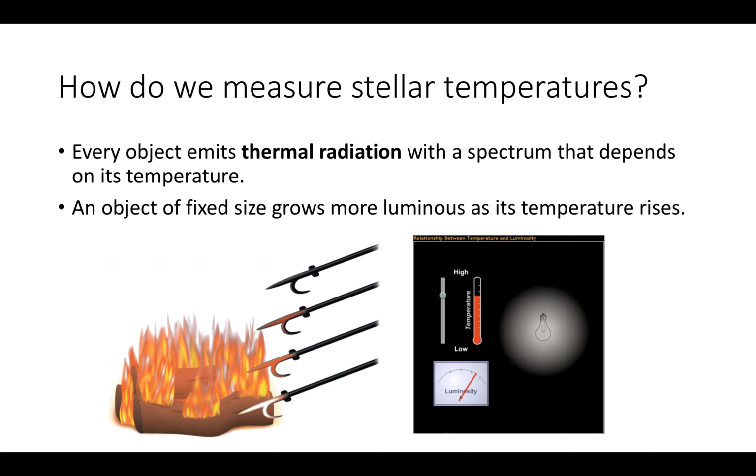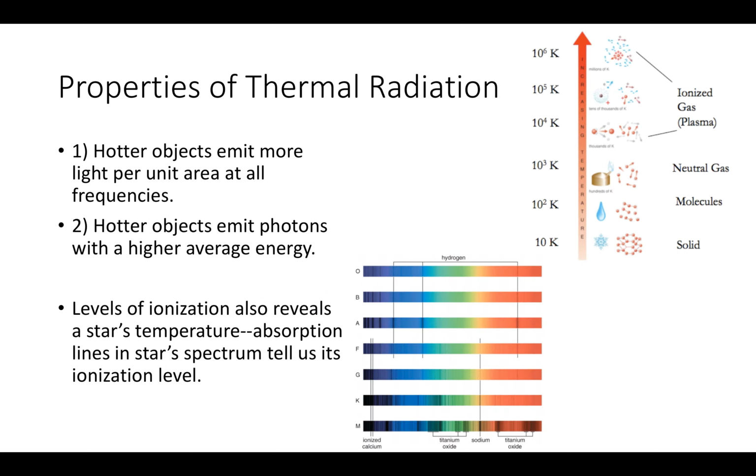Now we can also measure stellar temperatures. So remember, every object gives off thermal radiation, and it depends on its temperature. And so if an object of fixed size grows more luminous, that means its temperature is increasing. So some properties of thermal radiation we should be aware of: hotter objects emit more light per unit area at all frequencies, and hotter objects emit photons with a higher average energy, and both those just make sense.